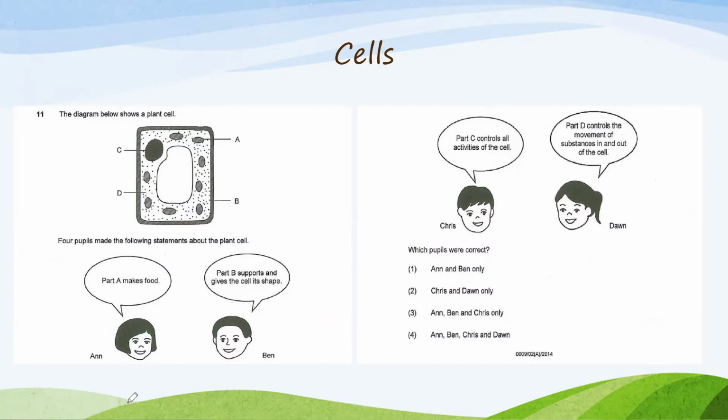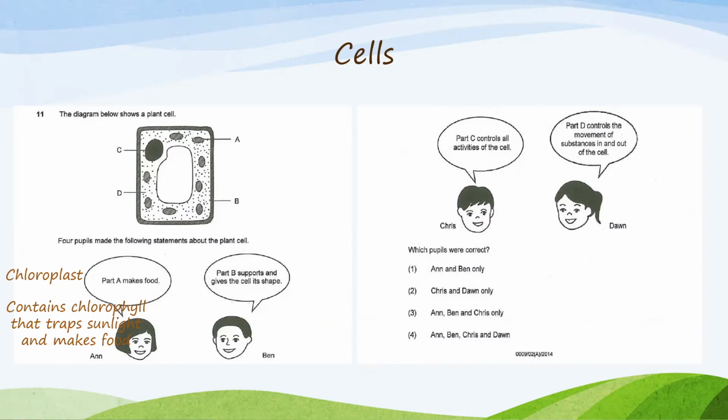So N says that part A makes food. Let's take a look at part A. What is part A called? It is the chloroplast. So yes, N got it right. Part A is the chloroplast and it makes food. It also contains chlorophyll, which is the green pigment that traps sunlight to make food. It gives the leaves, the plant, its green color.